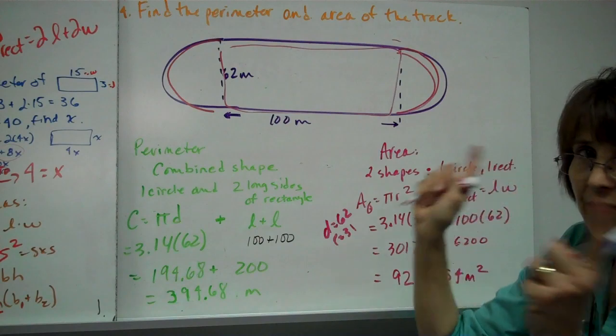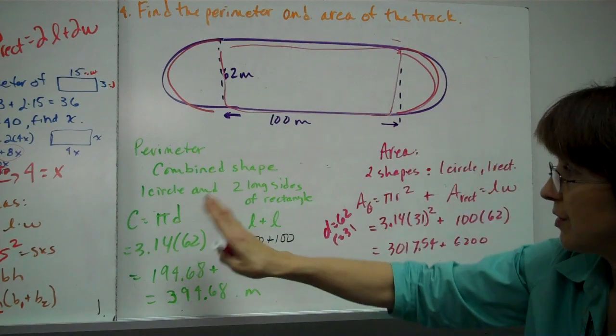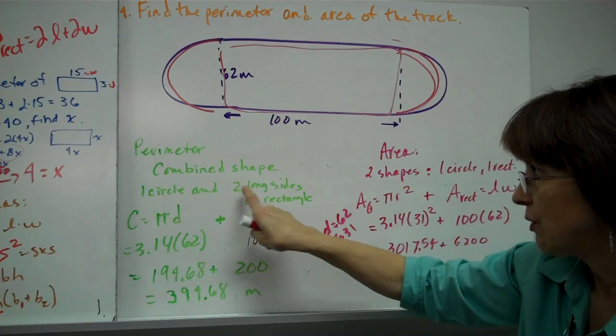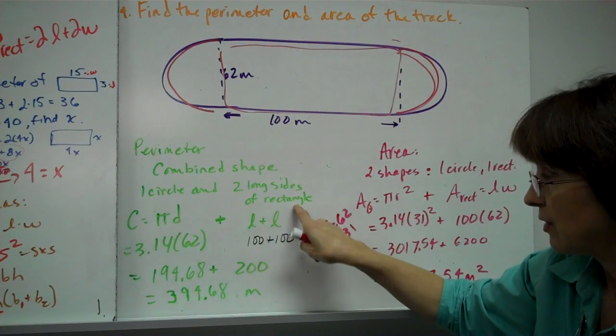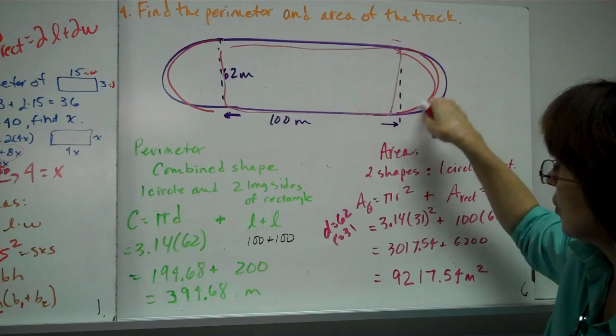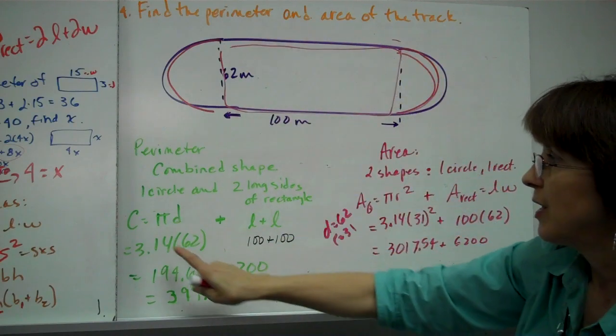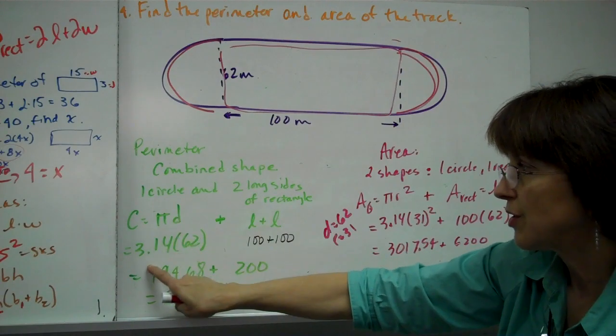Okay, so think about what you have in the big picture, and then you just boil it down to the formulas, and then you can get it very easily. You have a combined shape of one circle and the 2 long sides of the rectangle. So we have the circumference of a circle, and we have only the 2 long sides of a rectangle to find the perimeter of. Circumference is pi times d, so I just plug in my number.